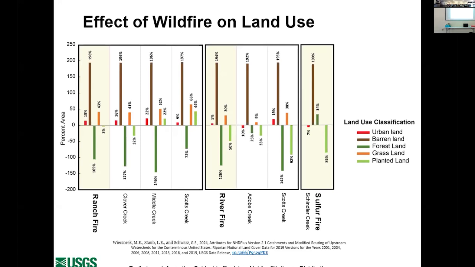And the River Fire also did the same thing. It affected Adobe Creek and Scotts Creek, and you see the decrease in forest areas and planted areas, and then the increase in the barren land. This is actually based only on the classifications of the National Land Cover Database. And then Sulphur Creek in 2017 also shows an increase in barren land and a decrease in planted area.